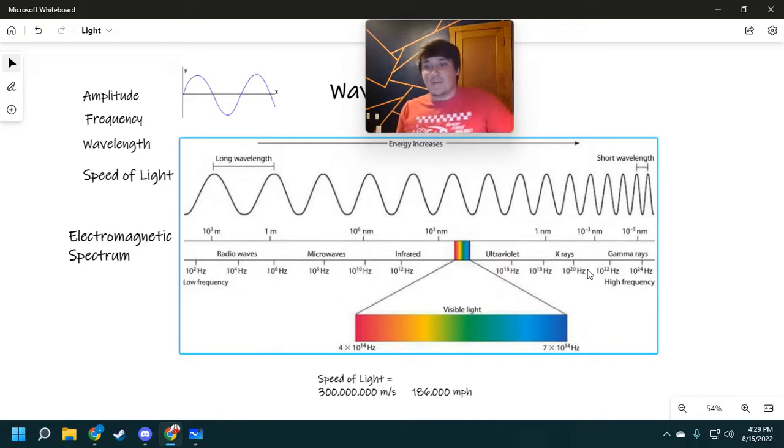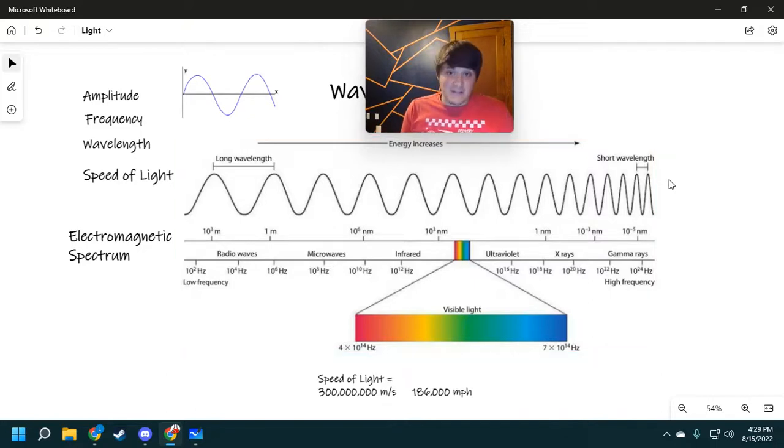Then we get even further along. We get into very short wavelength, extremely high energy stuff: gamma radiation. Extremely dangerous, extremely lethal. Lots of energy here. The particles are moving very, very quickly. Short wavelength, high frequency, nasty, nasty stuff.